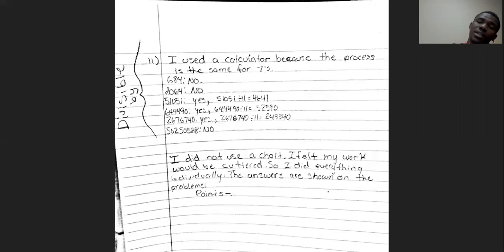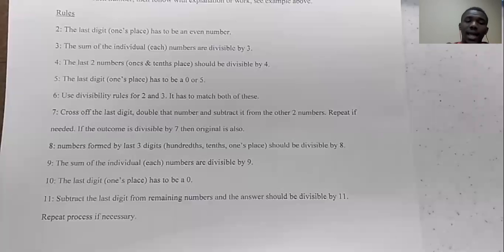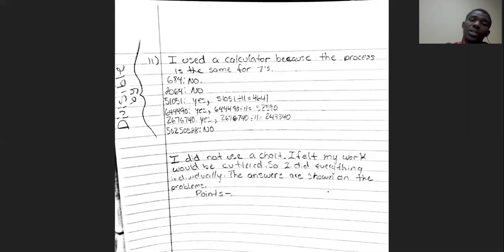The last part to number 1 is 11. Number 11 is kind of like number 7. Subtract the last digit from the remaining numbers, and then the answer should be divisible by 11, and you repeat the process again. As you can see down here, it's just like 7. I don't want to go back and do the same thing, so I just threw them in my calculator. Most of them were no, and for the ones that were yes, I showed you what I put in my calculator. But remember, the process is the same as for number 7, so I didn't feel there was a reason to go back over it, because we've already gone over how to do number 7.